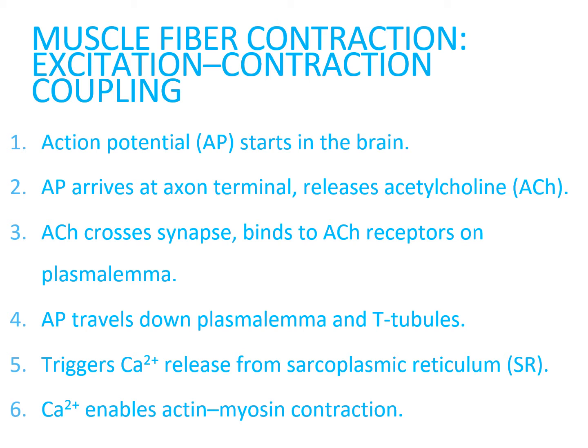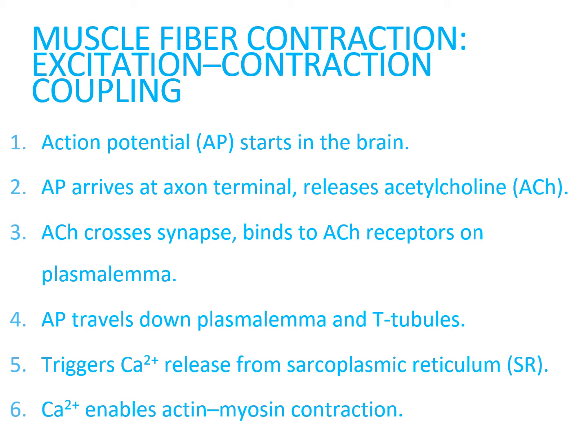So, how does a contraction actually take place? We refer to the initial start of the muscle fiber contraction as excitation-contraction coupling. Your first step is that you will receive an action potential that starts in the brain. So some sort of stimulus has told the brain, hey, I need to contract this muscle. This action potential is then going to travel down and arrive at an axon terminal and release a substance called acetylcholine. This is a particular neurotransmitter that is going to stimulate muscular contraction.